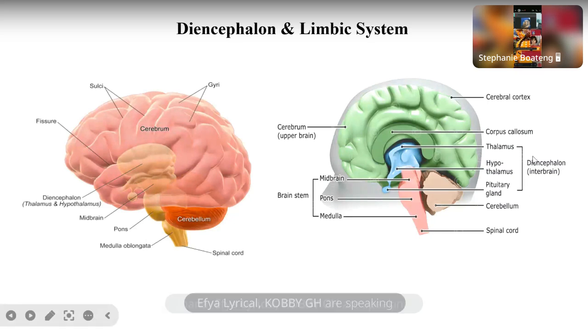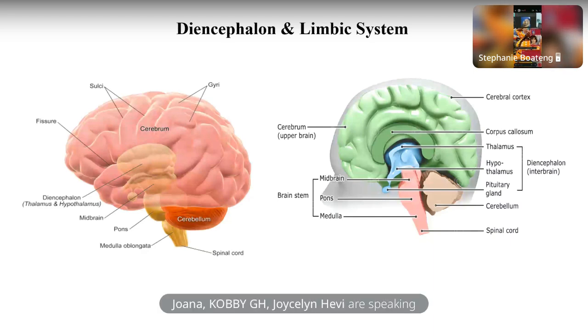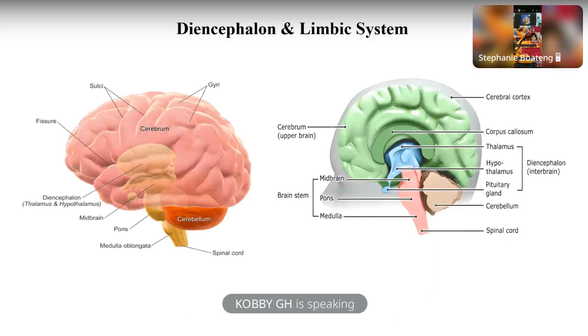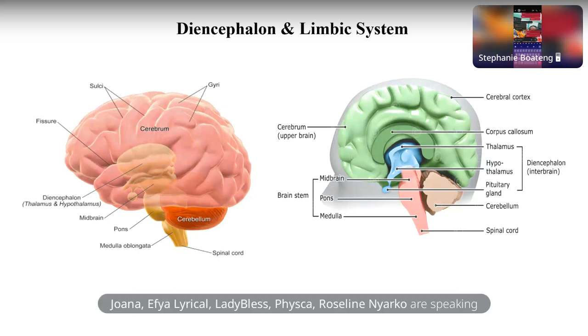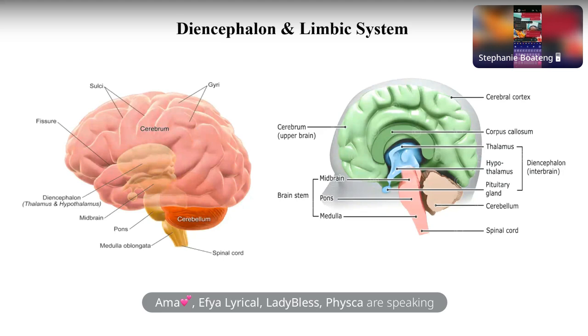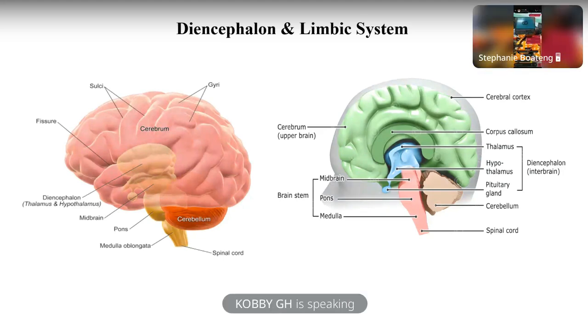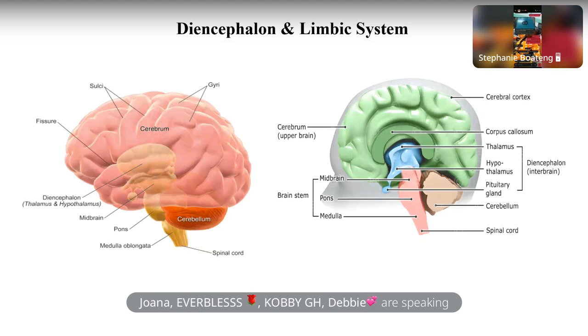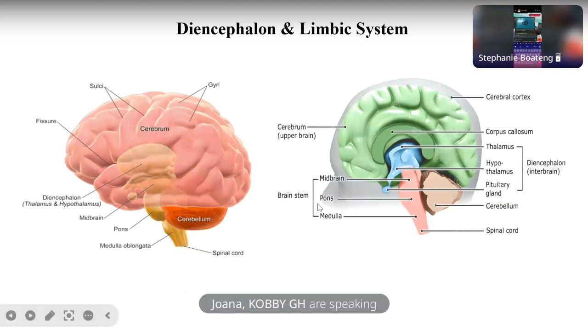Okay. What structures form the brain stem? Mention all the structures that form the brain stem. The midbrain, the pons, and the medulla. Excellent. What is another name for the midbrain? What's another name for the midbrain? Mesencephalon. Mesencephalon. What's another name for the pons?